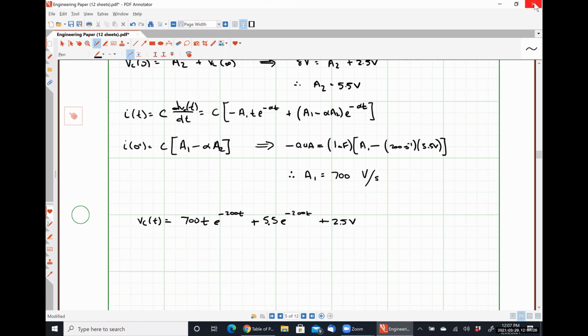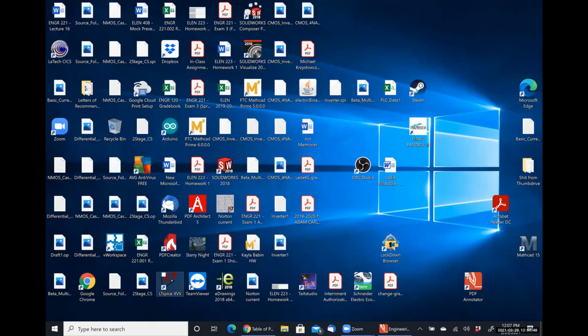Yes. So it's negative 0.4 amps because that is I at 0. Okay. Yep, I'm sorry. I apologize for that. So this is I at 0 is equal to C multiplied by A1 minus alpha A2, just putting in the numerical values. All right, so LT Spice.